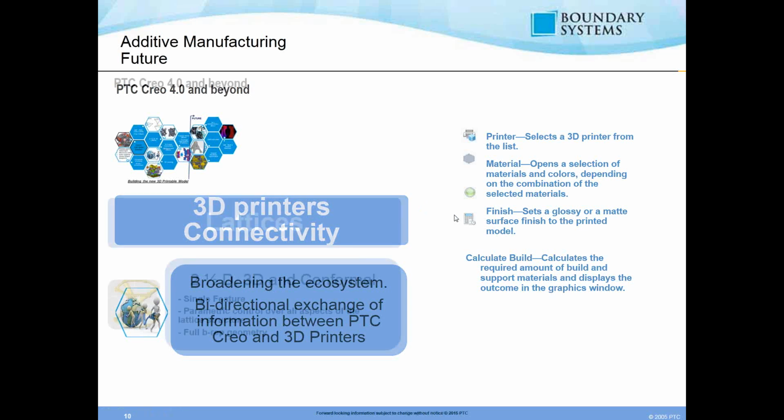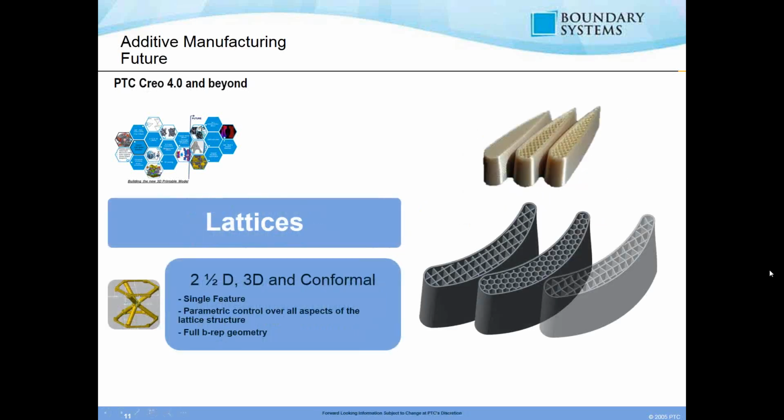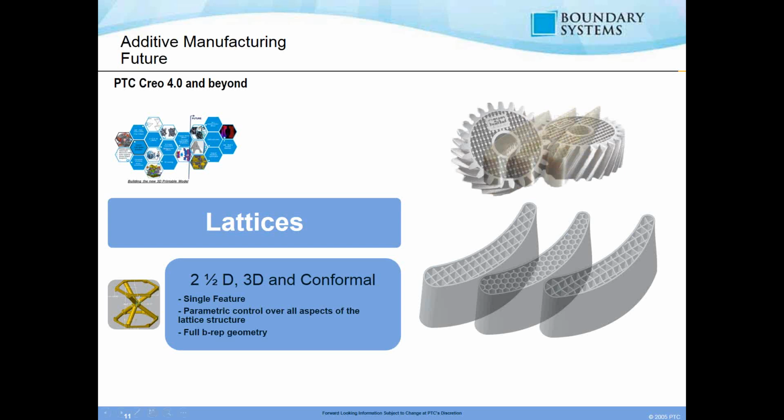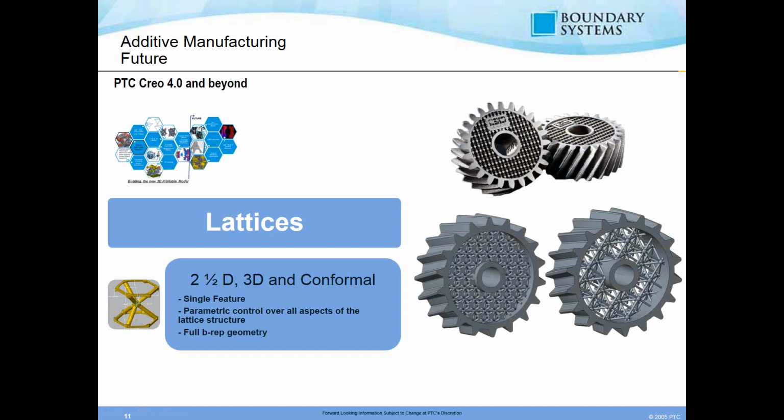So next up here. Lattices. So the ability for our lattice structures here, 2.5D and 3D and conformal lattice structure capabilities. They're single features, parametric control over all aspects of the lattice structure, and you get full B-rep geometry capabilities with that as well. So just a couple images here of some of the lattice structures as they're developed into these parts. You can see these are some metal parts that were printed, and then the lattice structures within the internal portions here.